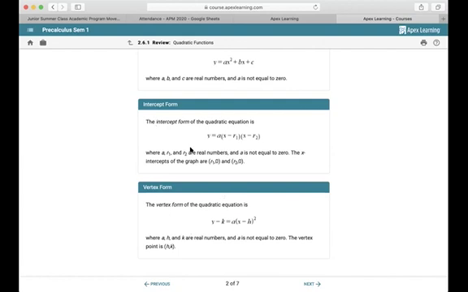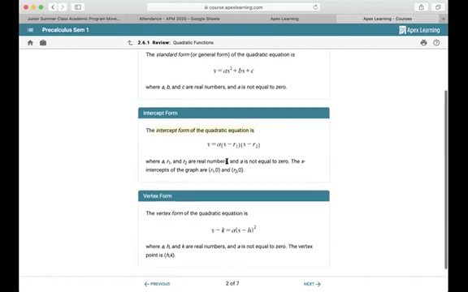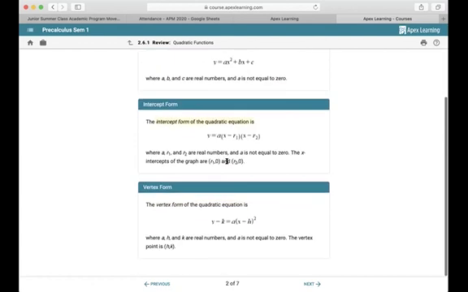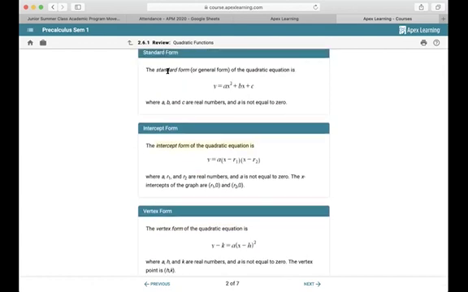Same thing, if you have it in this intercept form, which is what we're more familiar with, this is our factored version. Well, we can tell exactly where our x-intercepts are from looking at it. And again, the standard form is the one that we're most familiar with. We're able to do a lot of things because we've got those variables a, b, and c.